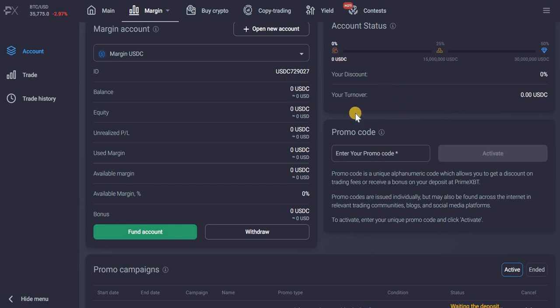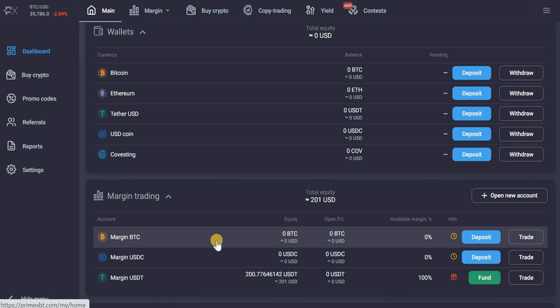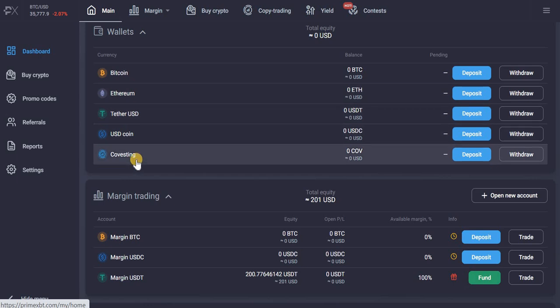Now, this is exactly how to go about all this. You can go over to the home page right here. You would see that I can only open one margin account with any of these coins, alright? So presently, I have BTC, USDC and USDT margin account already created on this platform. I can also create an Ethereum margin account and this co-vesting margin account.